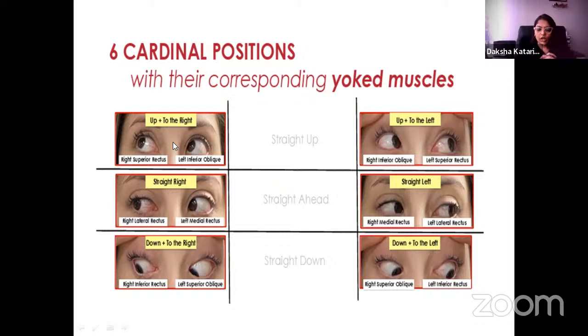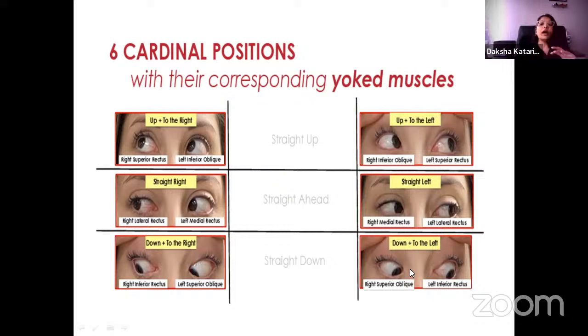Okay, so why are these important? Because at each of these points, we are actually seeing an important action of every muscle. You take, for example, here up and right. In this up and right, you're actually seeing the action of the right superior rectus and left inferior oblique. This is just an example. Like that, everything has been mentioned. That is why we call them the 6 cardinal positions, where we are looking for the action of each muscle in each eye.